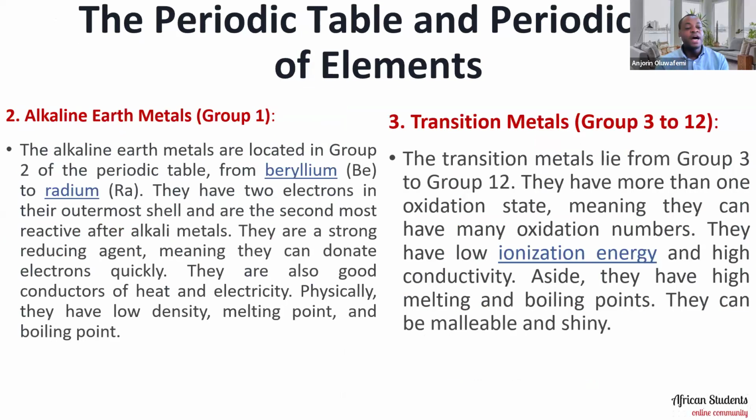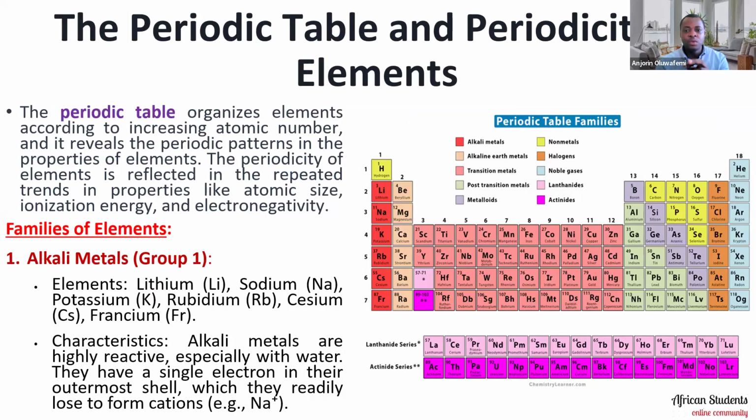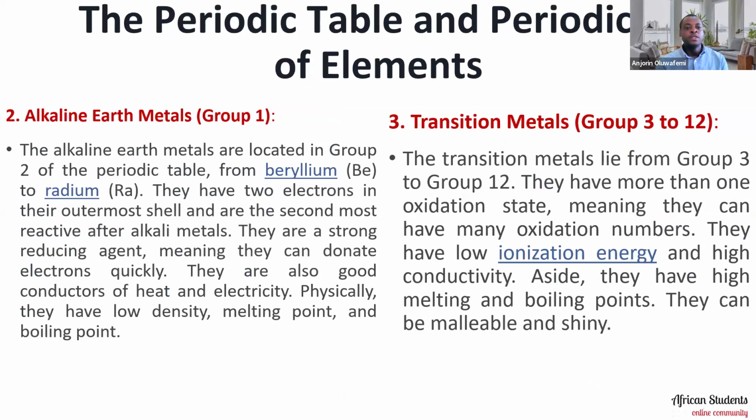The second family is the alkaline earth metals, which is group 2. Please pardon me, that's a typo. It's group 2, not group 1. I'm very, very sorry. So this is alkaline earth metals. That's group 2 on the periodic table, as you can see. And it consists of beryllium, magnesium, calcium, strontium, barium, and then radium. So those are the group 2 elements.